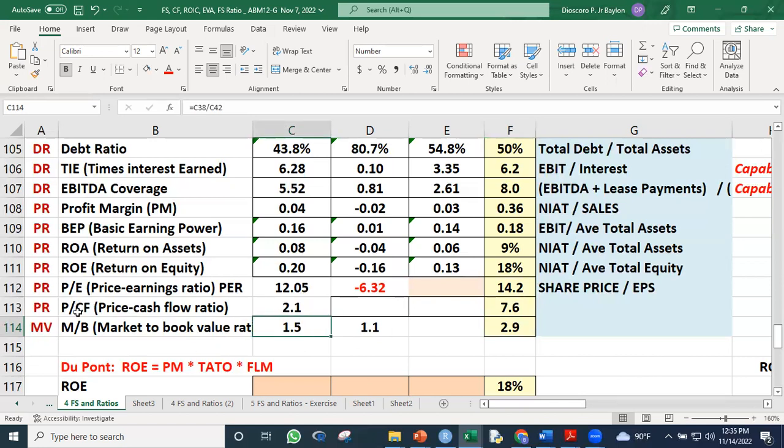But in terms of PE and price to cash flow ratio, our company is cheaper compared to the direct competitor. Okay, so let me stop recording now.